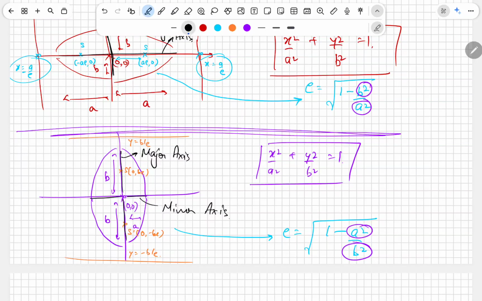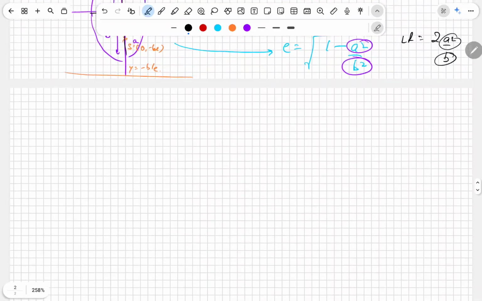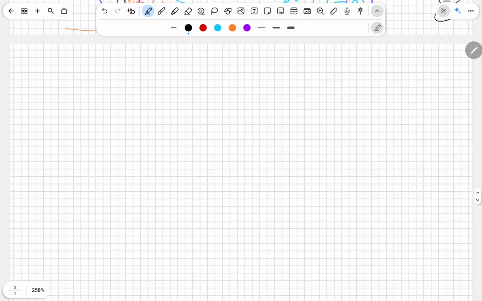Now the last important formula is latus rectum, which is 2b square upon A, small upon big. Latus rectum will be 2a square upon B, small upon big. If you remember these formulas, it will be sufficient for you to solve all the questions. Okay guys.